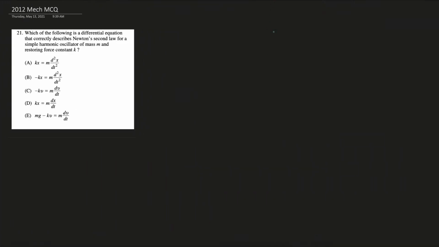Okay, number 21. Which of the following is a differential equation that correctly describes Newton's second law for a simple harmonic oscillator of mass m and restoring force constant k? The force that acts in a simple harmonic oscillator is negative kx. So this is equal to ma. To write a differential equation, all you have to do is rewrite a as the second derivative of position with respect to time. There it is. And so the only thing that matches is b.